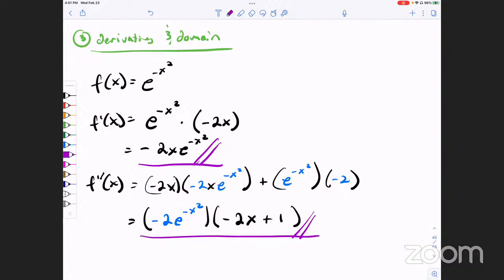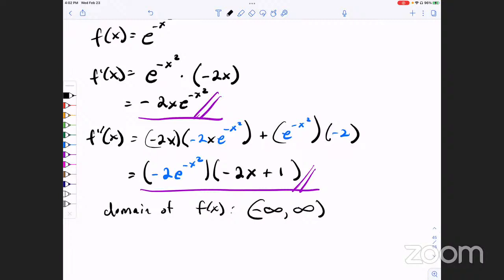Generally speaking, the domain of e is all reals. If we focus on the exponent, that domain is all reals as well. So there are no restrictions. So we're going to say the domain of f of x should be negative infinity to infinity. There are no restrictions anywhere, right? Every x is accounted for. Okay, we're almost there. Just hold on.